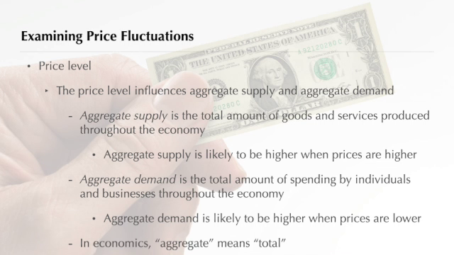The price level influences aggregate supply and aggregate demand. Aggregate supply is the total amount of goods and services produced throughout the economy. As noted in Lesson 4, the law of supply states that quantity supplied increases as prices rise. Similarly, the aggregate quantity of goods supplied is likely to be higher when the price level is higher. Aggregate demand is the total amount of spending by individuals and businesses throughout the economy. The law of demand applies to aggregate demand, which means that there is a greater aggregate quantity of products demanded when the price level is lower.